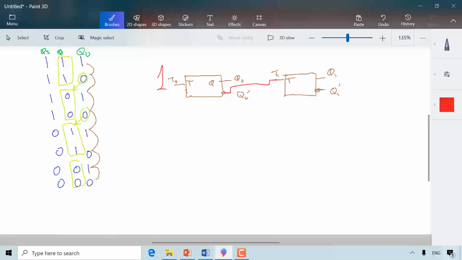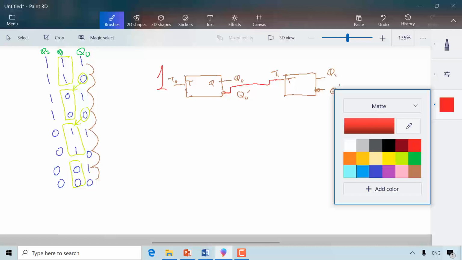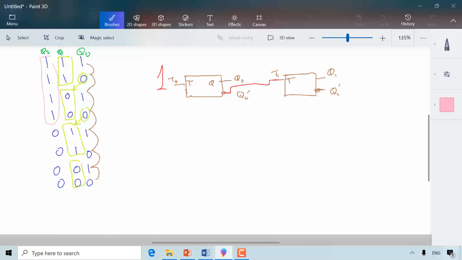Now, let's take a look at Q2. Notice Q2: 0, 0, 0, all the way 1 here, 0, 0, 0, and then flips. When does it flip? You can see that it flips when Q0 and Q1 are zeros. So, okay, here is my last flip-flop. Here is the T. This is my Q2, my Q2 prime. This is my T2.